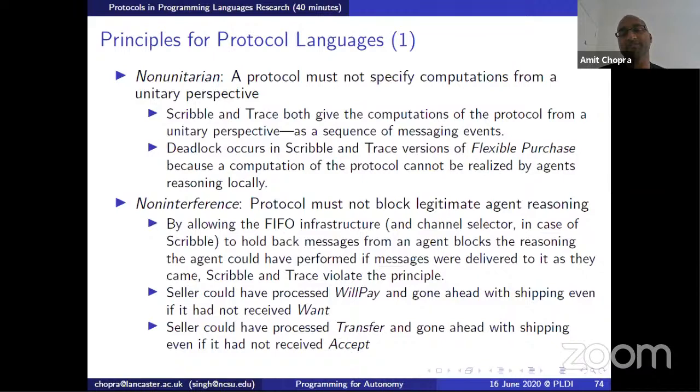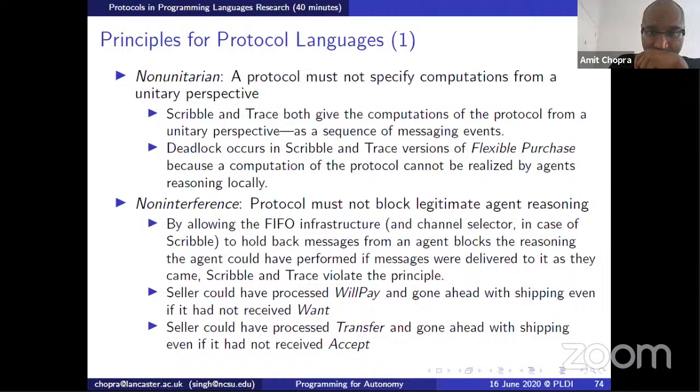So all these kinds of ordering have the potential to block reasoning that an agent might otherwise perform, and therefore they interfere with autonomy. Like in the want will pay example, the seller could have processed will pay and gone ahead with shipping even if it had not received want, right? Because will pay presumably has all the information in it, then why should the seller wait for want? But if you had FIFO, then will pay will not be delivered to the seller until want has been delivered. So it's just an odd way of dealing with asynchrony.